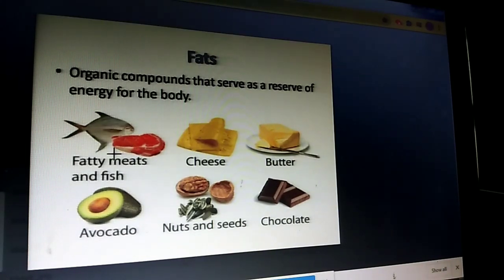And from where you are getting fats: fatty meats, fish. Examples are cheese, butter, avocado, nuts, seeds, chocolates. These are all very rich in fatty food materials.